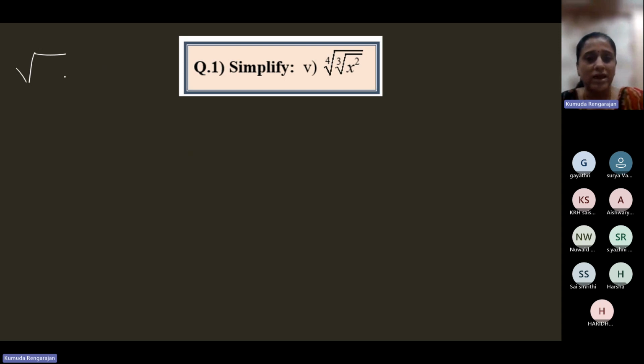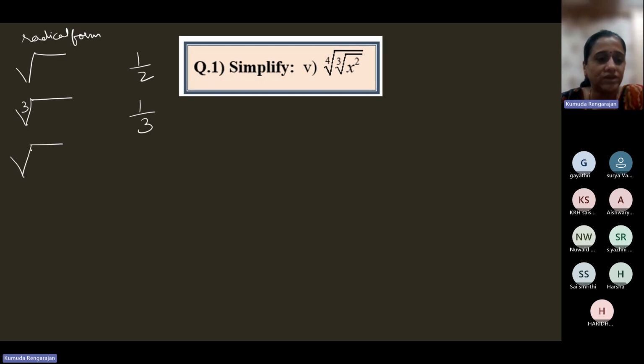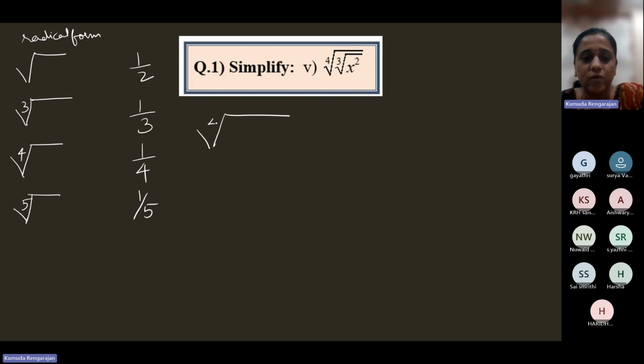This sign, square root, is said to be in the radical form. Its exponential meaning is to the power 1 by 2. The meaning of the cube root in the exponential form is power 1 by 3. The meaning of the fourth root in the exponential form is power 1 by 4. And so on. If it's fifth root, then it is to the power 1 by 5.